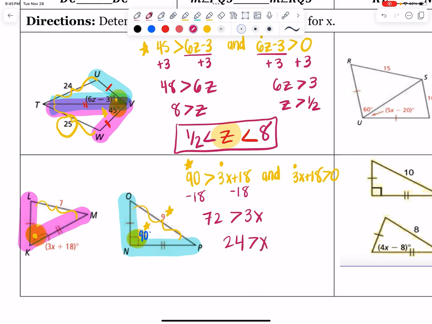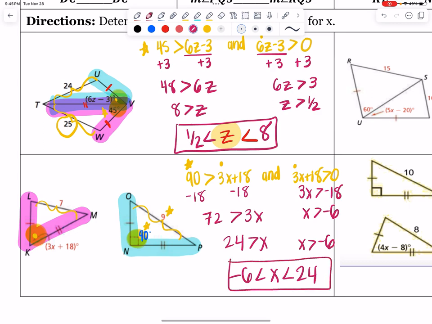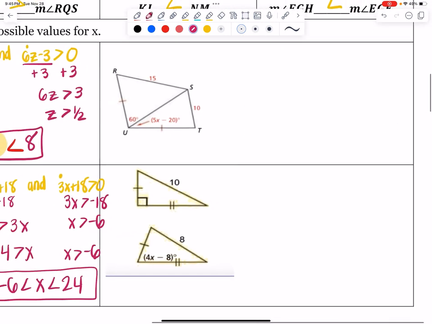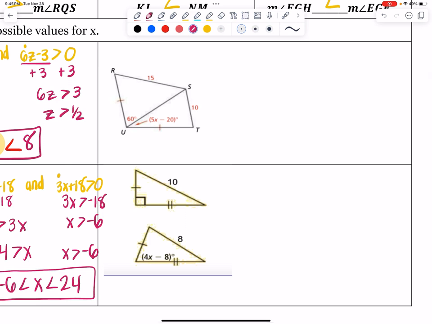Okay. But I also have to remember that for this to be an angle, I'm going to subtract 18 from both sides. I get negative 18. Divide by 3 on both sides, I get negative 6. So x is going to have to be bigger than negative 6, but smaller than 24. That's my range of values.